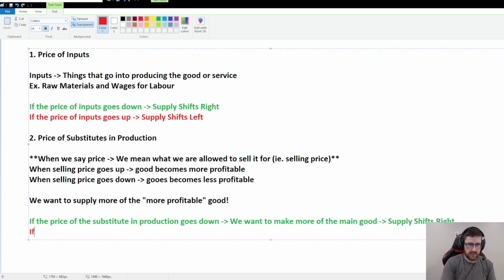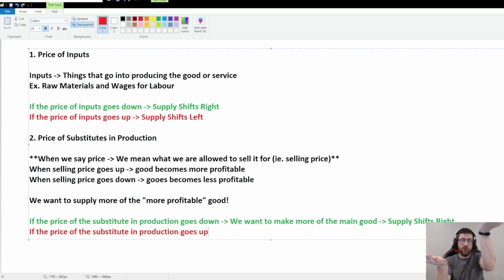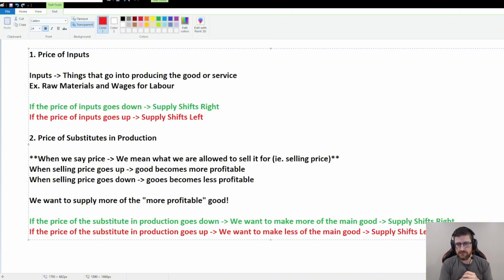However, if the price of the substitute in production goes up, so again, maybe the price of vans goes up, well, now all of a sudden, I want to put more of my resources into vans, which means I can't make as much of the main good, right? We want to make less of the main good. So again, we're always asking about the main good when we talk about shifting supply or demand left or right. So since I want to make less of the main good, what does that mean? Well, supply shifts left.